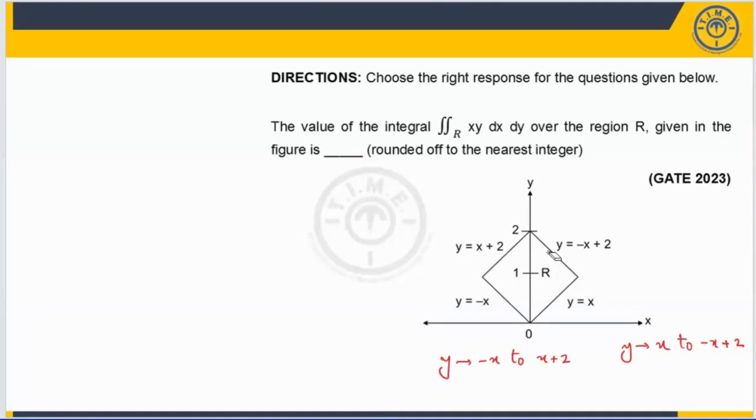Right. Now say this is the region you are having. Now you have to consider the strips. Which strip will you take? You can take any strip, either the horizontal or the vertical. So which strip do you want to take?